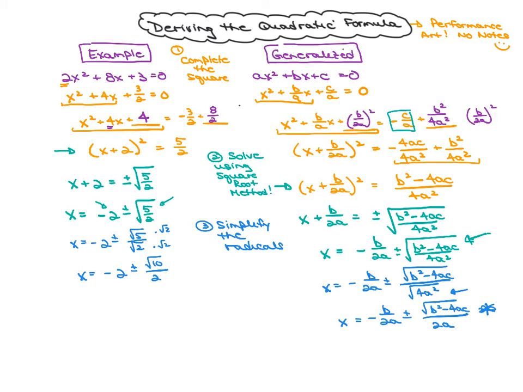Now, sometimes we do write the quadratic formula as a single fraction. Since we have a common denominator, we could always write that as negative b plus or minus the square root, say it with me, b squared minus 4ac all over 2a.